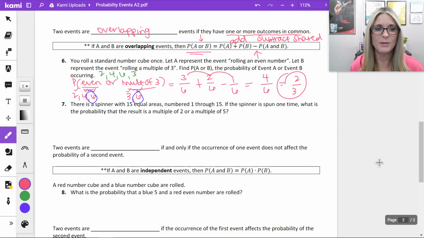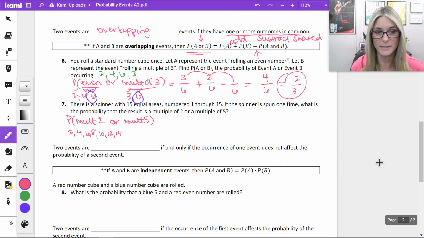Let's try it one more time with number 7. There's a spinner with 15 equal areas numbered 1 through 15. If the spinner is spun one time, what is the probability the result will be a multiple of 2 or a multiple of 5? Multiple of 2 or multiple of 5. Just going to list it out here for us. Multiples of 2 on a spinner with 15 sections. We could spin a 2, 4, 6, 8, 10, 12, or 14. Multiples of 5: 5, 10, 15.